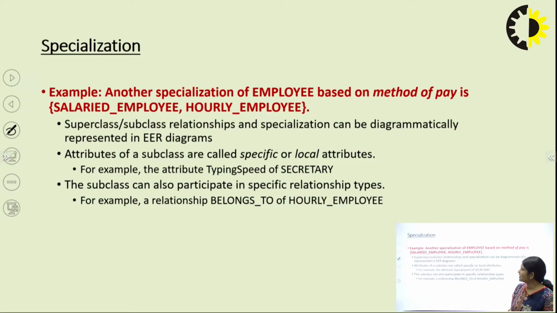Another specialization example, like we have seen in the EER diagram, is that an employee can be based upon the method of payment, that is, salaried employee or hourly employee. The superclass, subclass relationship and specialization can be represented diagrammatically in the EER diagrams. Attributes of a subclass are called specific or local attributes. That is, if a secretary has a typing speed, this is a local attribute of this particular subclass because it does not belong to any of the other subclasses.